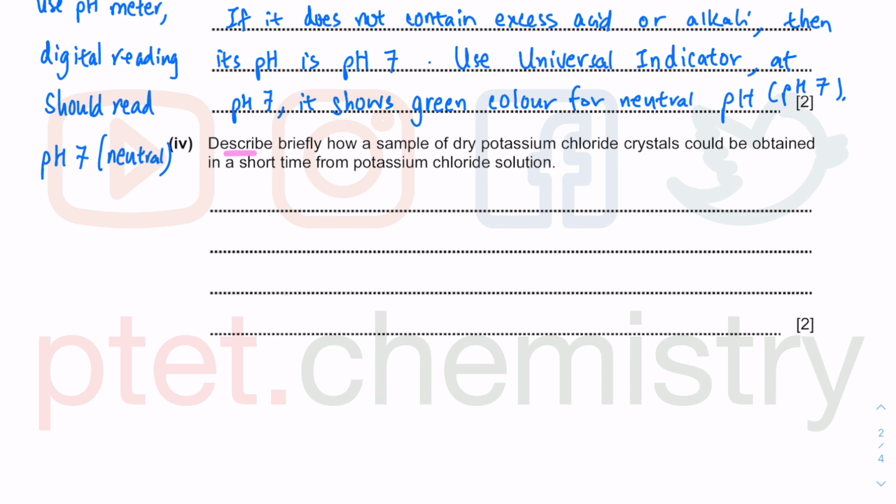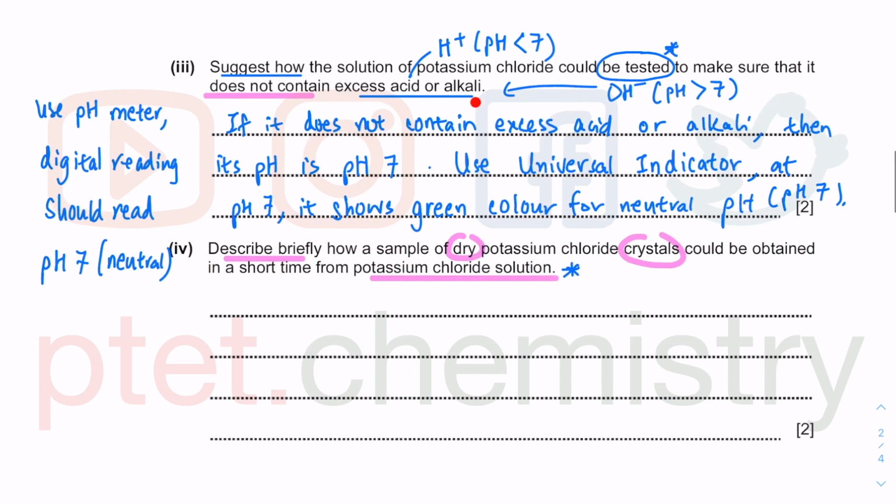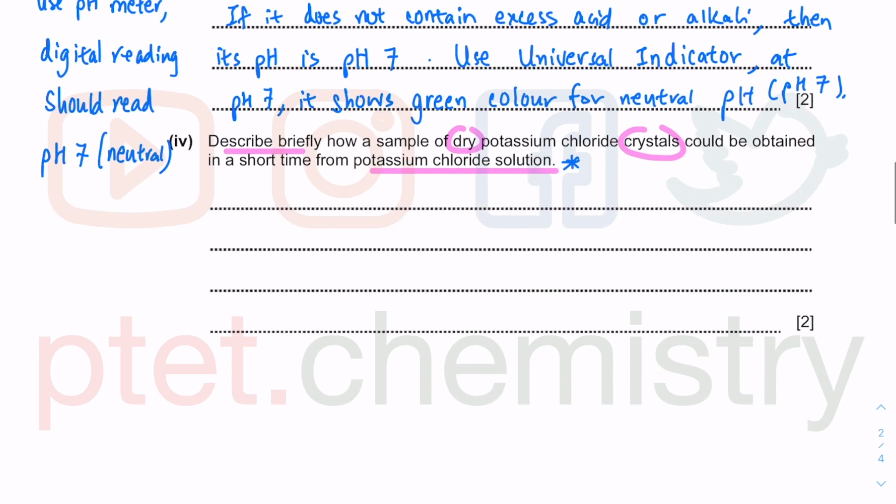Last being this question: describe briefly how you can get dry crystals from the solution. So that means you already did the reaction between acid and base and you already know that you have the exact amount of potassium hydroxide and exact amount of hydrochloric acid that combine together to give you the potassium chloride and water. This dissolves in water to give you the solution without excess acid or alkali. Now you want to get crystals of it.